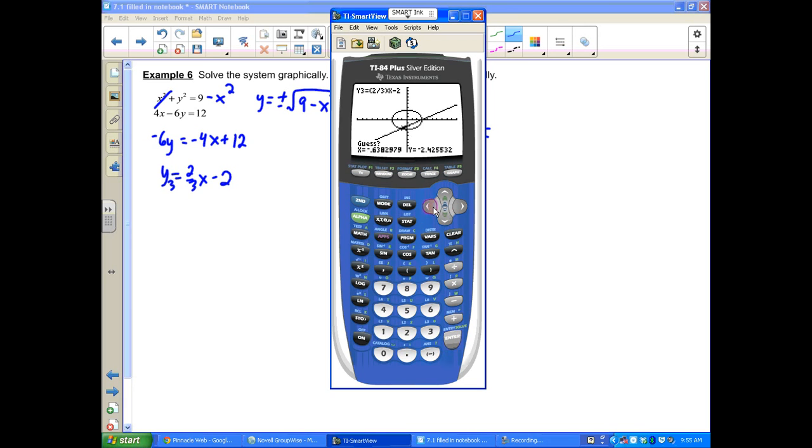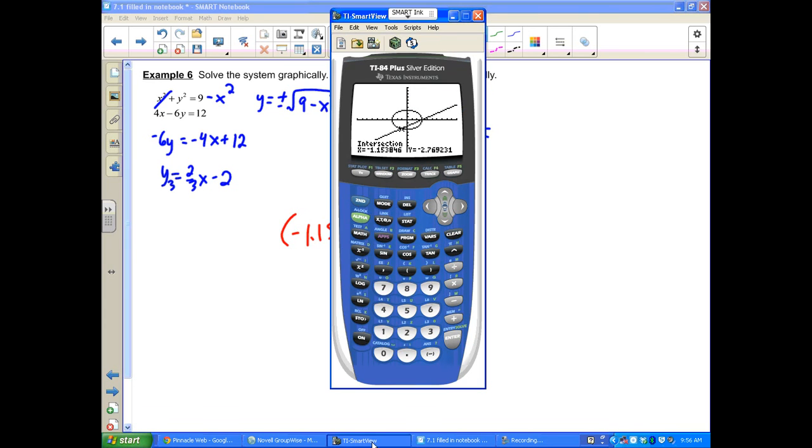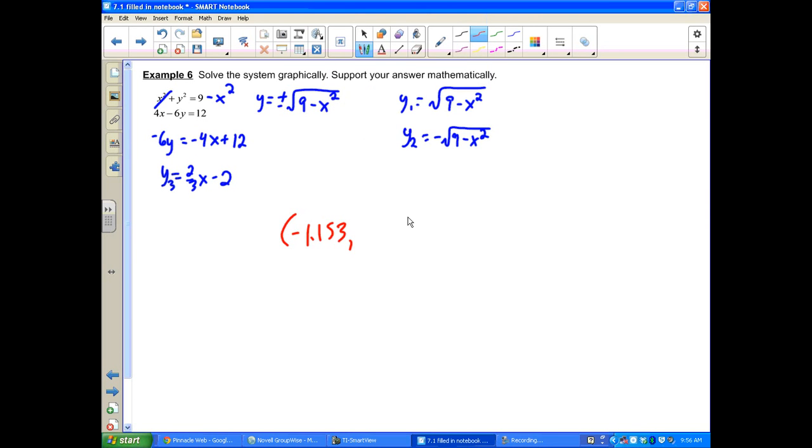When you guess, it can be helpful to go over a little closer to the intersection and press enter. And it tells me that this intersection is at negative 1.153, comma, negative 2.769. So negative 1.153 for our x and negative 2.769. Okay, that's one of our points, but we've got another intersection.